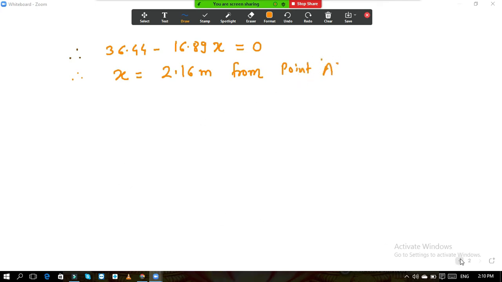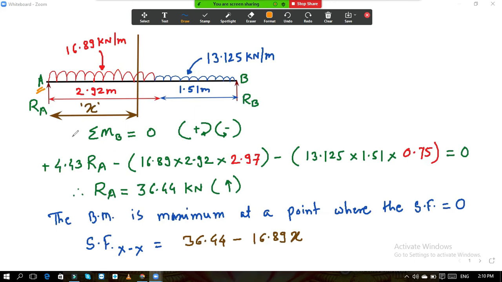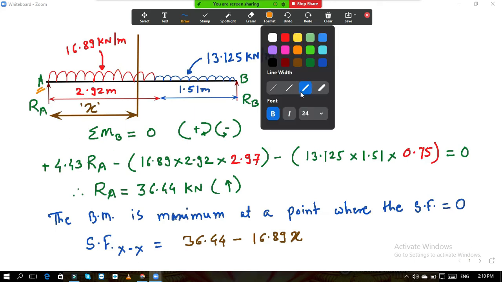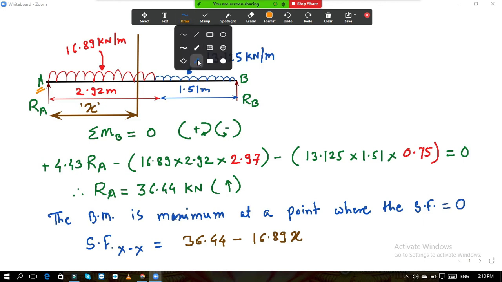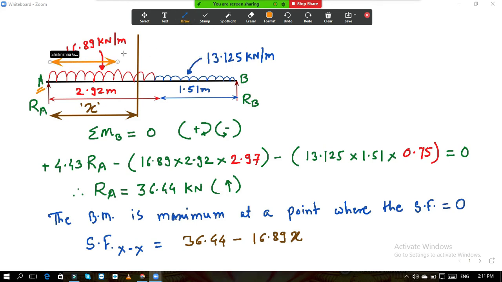So now we are going to calculate the bending moment which is maximum at, so I will again mark the distance. So this total is 2.92. So 2.16 may be somewhere here up to this point. Okay. So up to this point, this distance is 2.16 meter somewhere here.